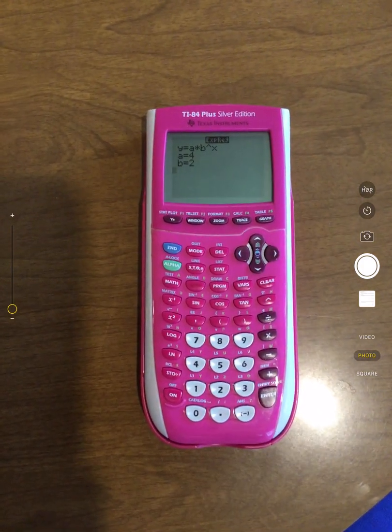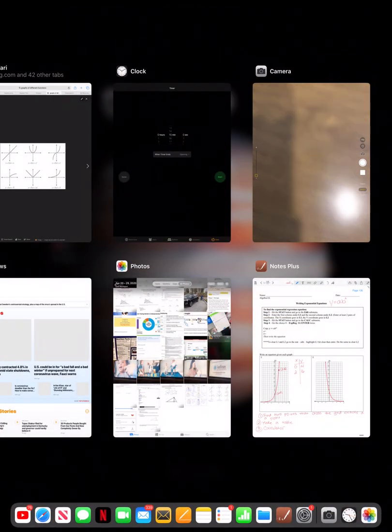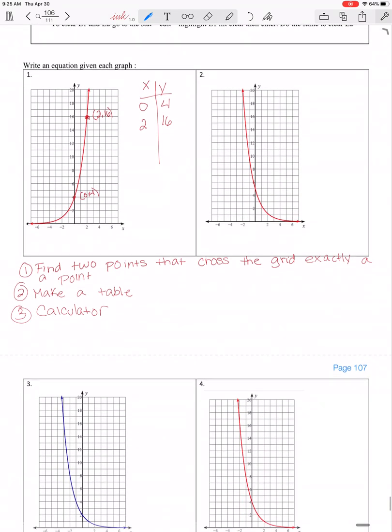So I'm going to go back to my paper here. We need to copy down our calculator screen exactly as we see it. If you don't copy the whole screen, you're not going to get full credit. So we have y equals ab to the x power. We have a equals 4, b equals 2.